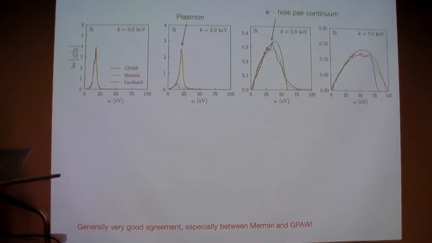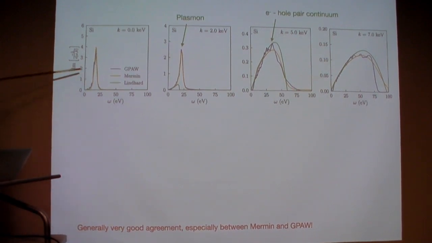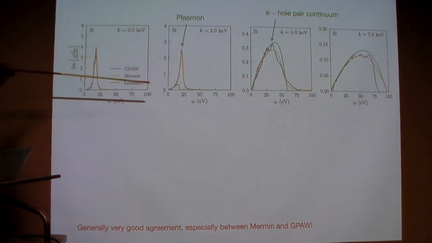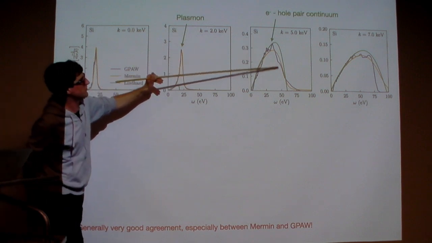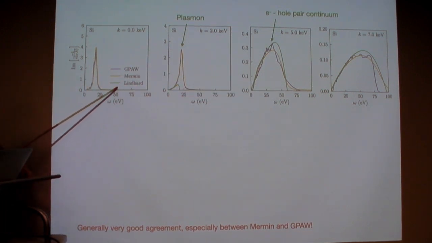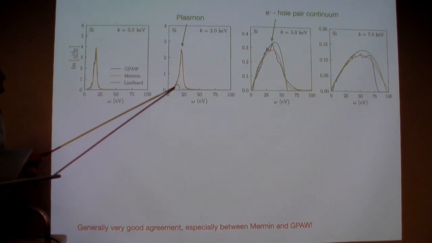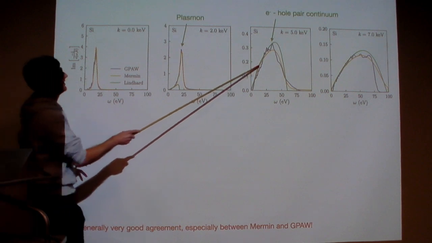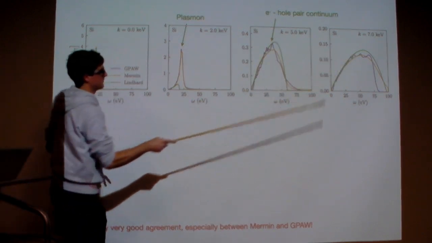Okay, so here are a few slices. Maybe I'll go through this a little bit faster. As a function of momentum, as a function of energy for different momenta, you see this is the plasma peak, and if you're at high enough momentum, you see the electron continuum. But the main point is that the green one does a terrible job, as you can tell, especially here. But the purple and the yellow, these two methods, are in really nice agreement with each other.